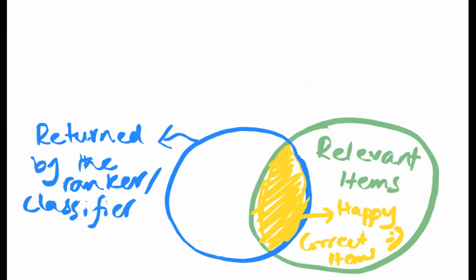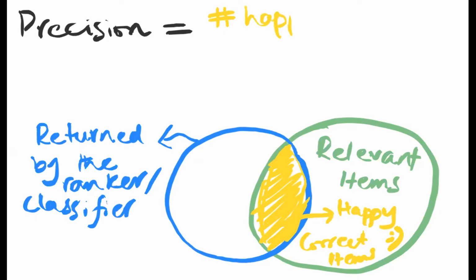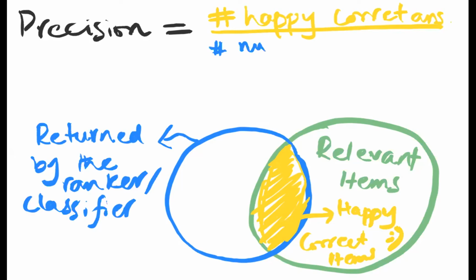So the precision of a machine learning model can be defined as, I'm using the color coding so that you can relate it to this diagram, the happy correct items, divided by the total number of items returned by the ranker. Cool. And then let's define recall.